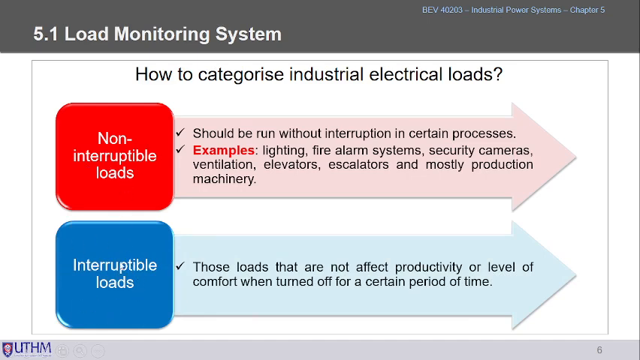So another class or category of the industrial electrical load is the interruptible loads. Interruptible loads are non-critical loads, so we can switch them on and off temporarily, for a certain period of time. That means it will not give any effect to the production or the level of comfort in our industrial power system. So the example is you just switch on your television, so it won't give any effects to your production, for example.